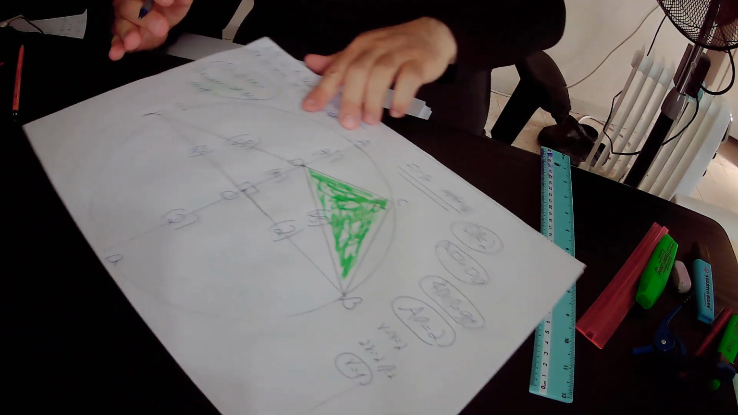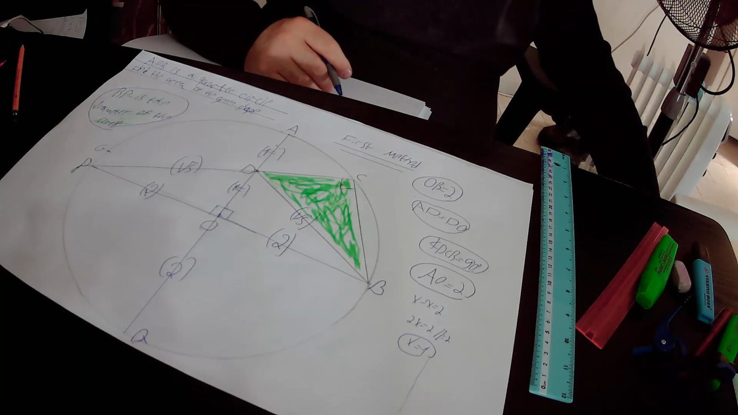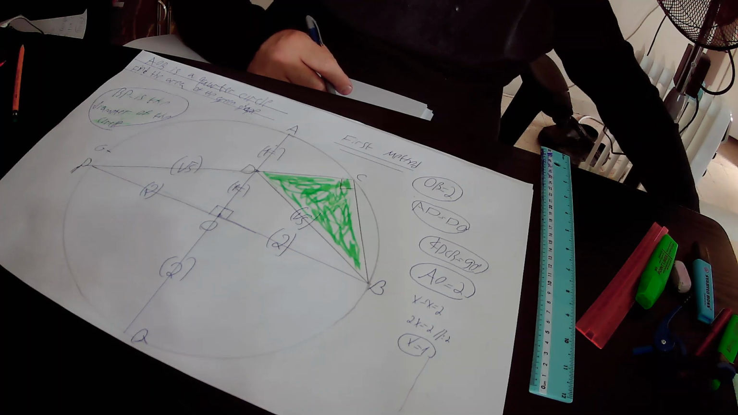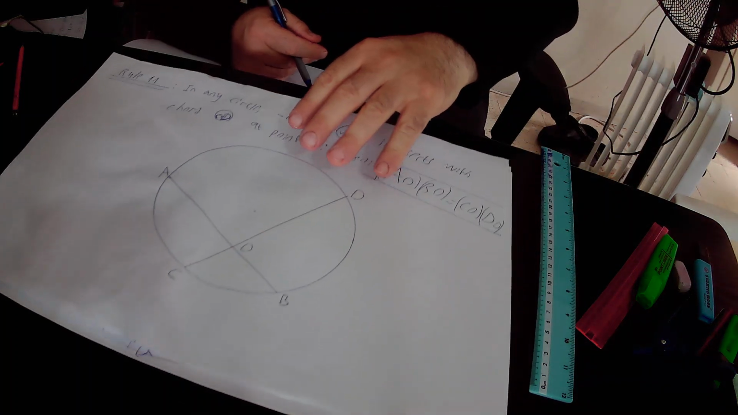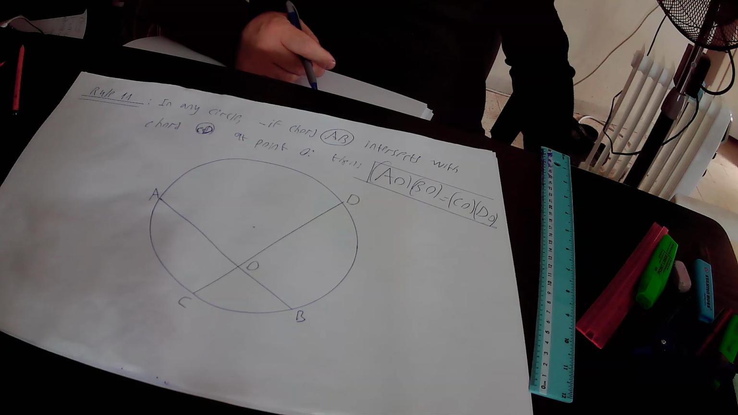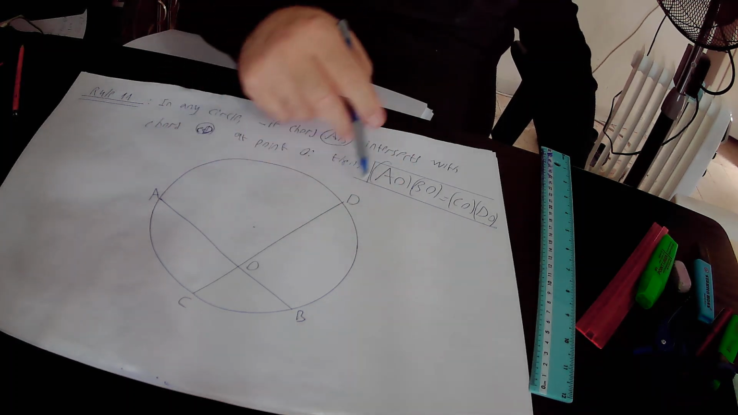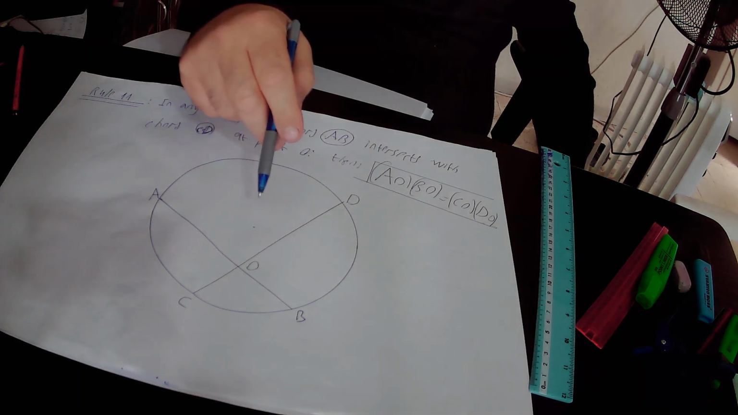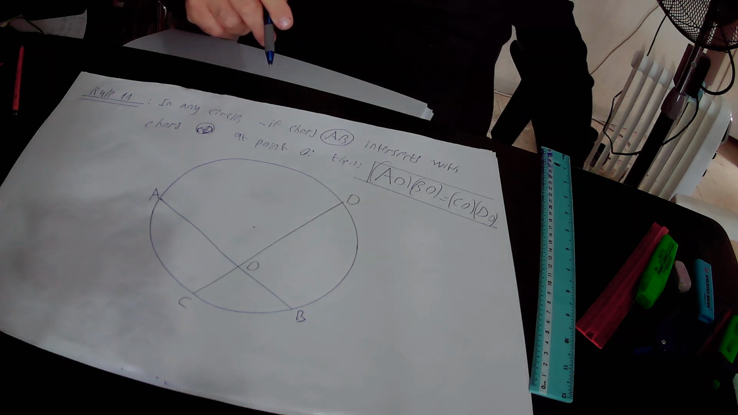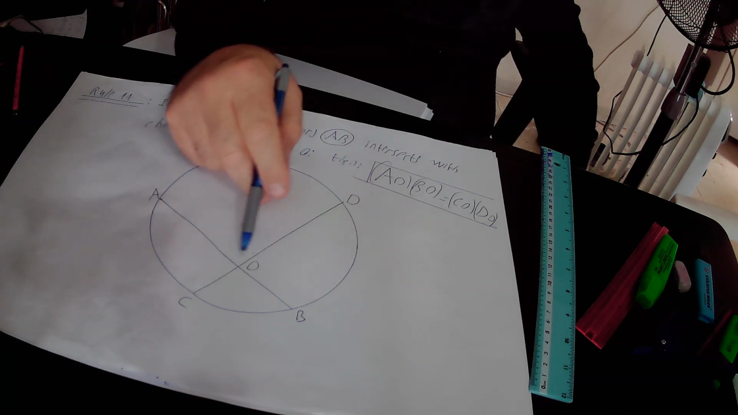So here we can implement rule 11. I'll repeat quickly on rule 11. Rule 11 is true in any circle, so in any circle, if chord AB intersects with chord CD at point O, point O is the intersection point of those two chords, then the following equation will be true, that AO times OB equals to CO times OD. Again, AO times OB equals to CO times OD.